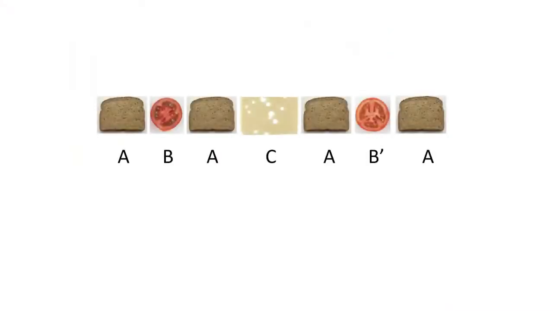Another version is ABA, CA, B prime A, where the B material returns, but not exactly the same, as the visual difference in the two tomato slices makes evident. In music, the return of B would usually be in a different key, hence the prime. First time here, second time here. It could also be a version of B that shares many aspects with the original. It is a tomato after all, but with some differences, like the color.